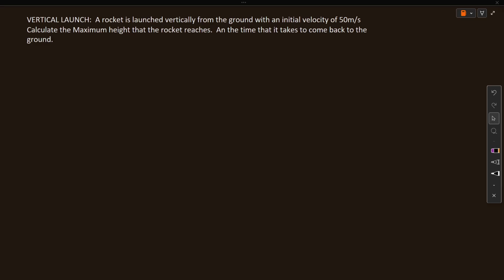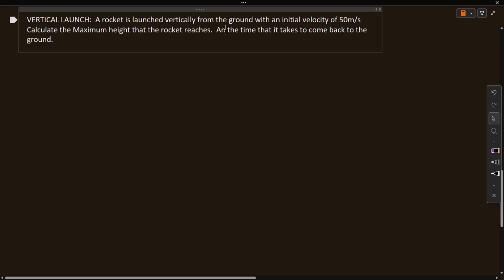All right, hey, so we're looking at a vertical launch style question at this point. Rockets launch vertically, 50 meters per second is the initial velocity. We want to know the max height and the time that it reaches the ground when it hits the ground again. Okay.